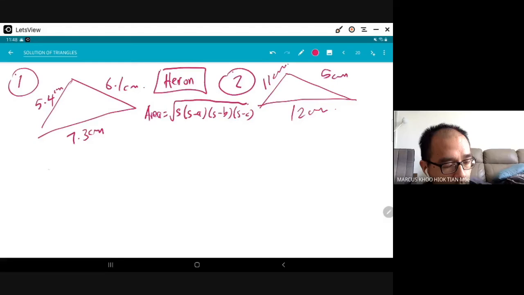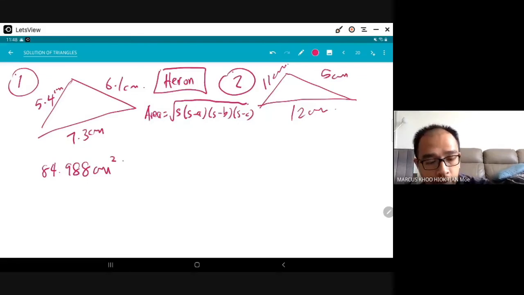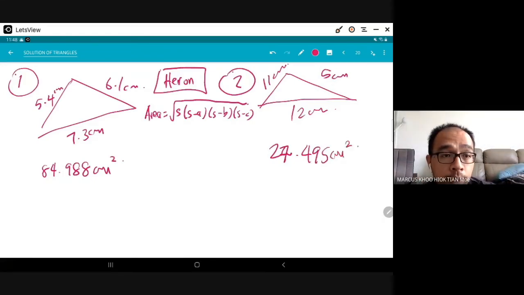84.988. Okay, Olivia? Centimeters squared, okay, don't forget, because this is area, not length. Okay, Olivia, 27.495 centimeters squared. Okay, can I just ask Benedict? Benedict, both this answer correct? I just want to verify. Actually, because I very lazy to count. Benedict, correct or not?